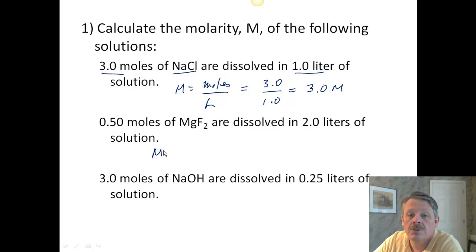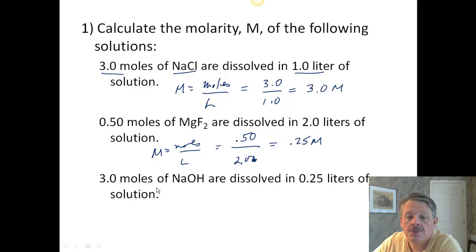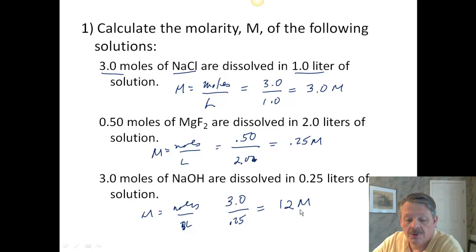Again, if we do our molarity is moles per liter, that's going to be 0.50 moles divided by 2.0 liters, right? And 0.5 divided by 2 is equal to 0.25 molar. You should be able to do this math in your head. Your molarity is moles per liter, and that's 3.0 divided by 0.25. So that's going to be 12 molar. That is very strong stuff. You don't want to mess with 12 molar sodium hydroxide.